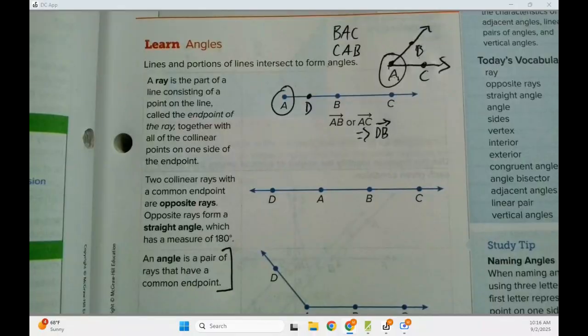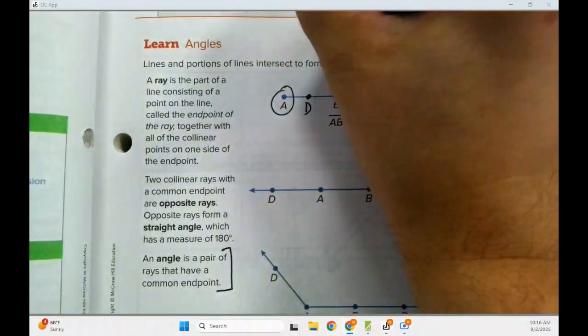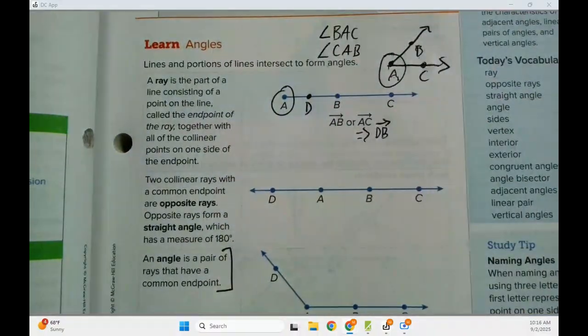And when I specifically say it's an angle, you know what I draw next to it? A little angle. Okay? Angle BAC. Or angle CAB. That's how I name an angle. Okay?